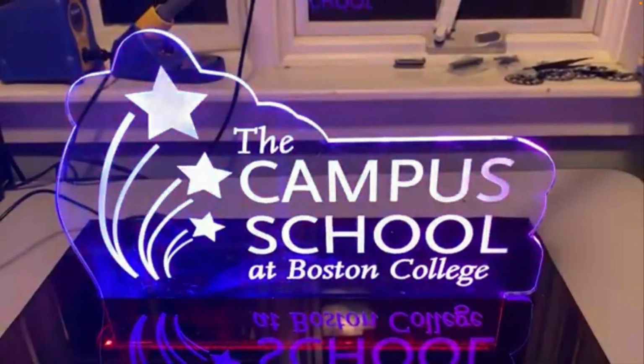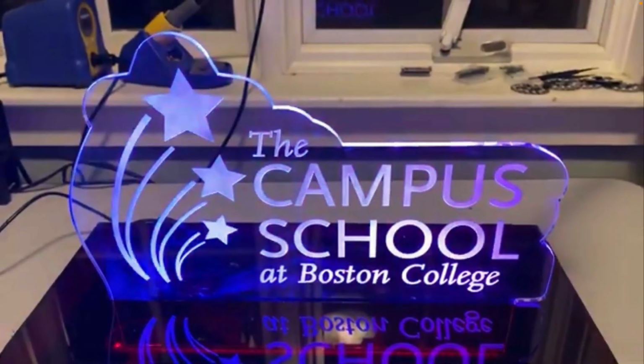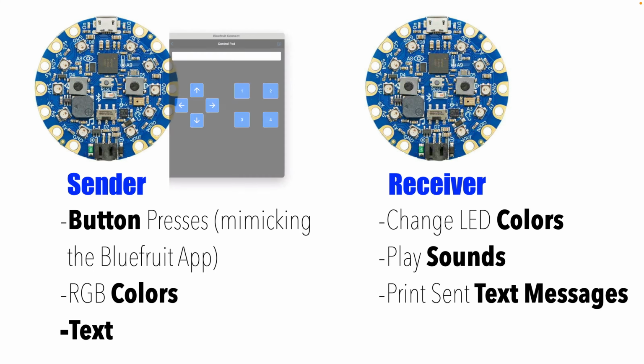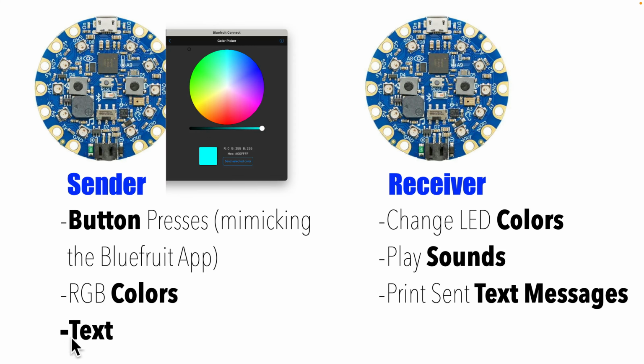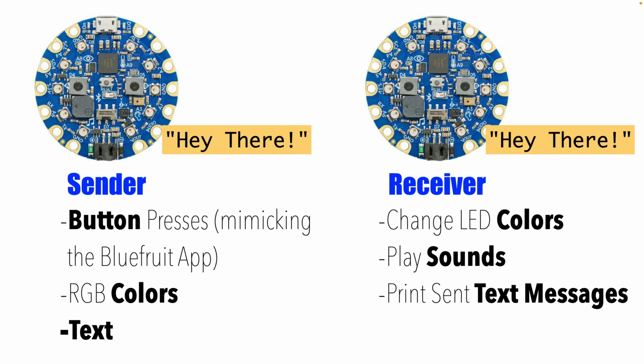Now, we're not going to build this whole device in this lesson, but I am going to give you some sample code for sender and receiver, and this is going to allow you to send different signals. A button press that will mimic any of the 8 buttons on the Bluefruit Connect app. We'll also send a color, and we'll send text that a user types in the console on one device so that it's received and printed out on the console of the other device, a sort of one-way chat.